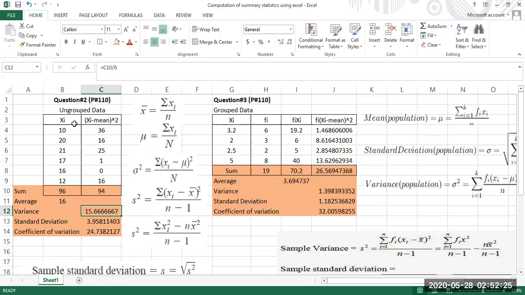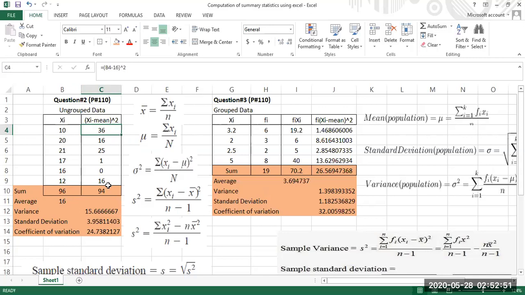Okay. How to compute the deviations? I just told you what deviations are. Deviations are the differences between the observations and the mean. So we will take each observation and subtract this 16 from it. You can see in the formula, each observation is subtracted from the 16 and then squared, because we need the square of the deviations.